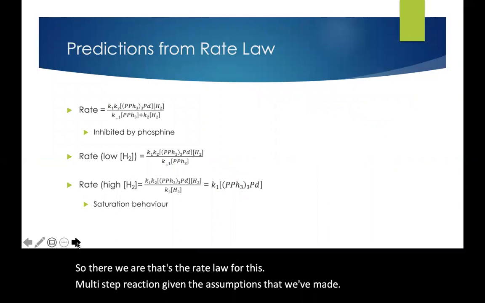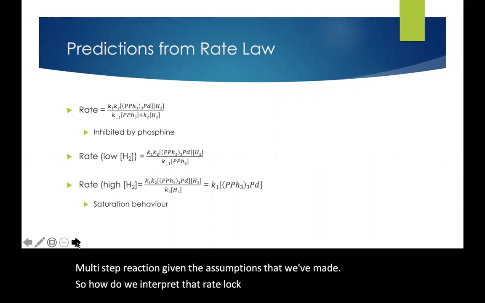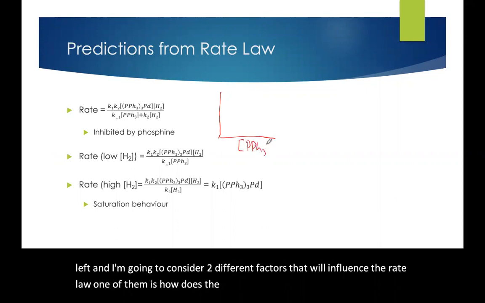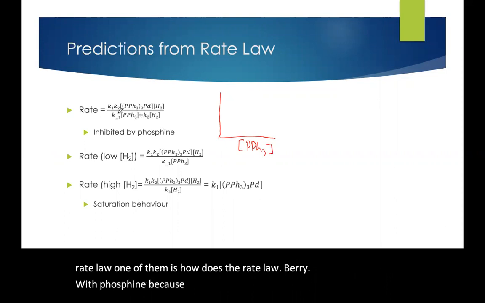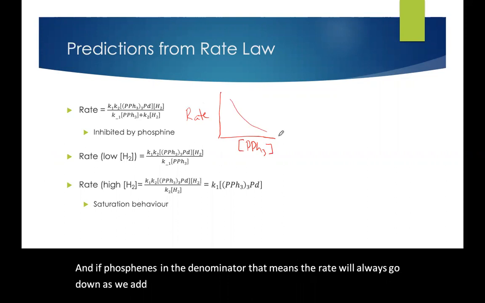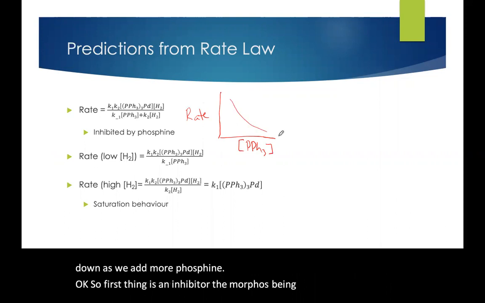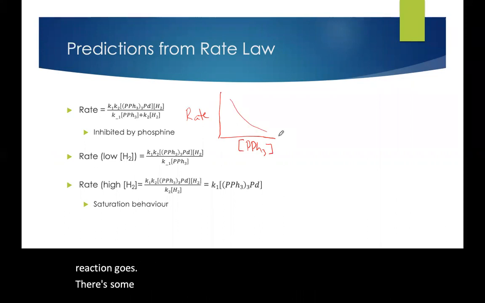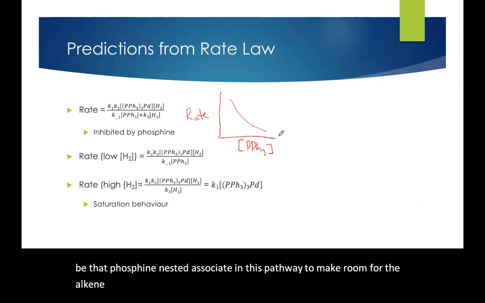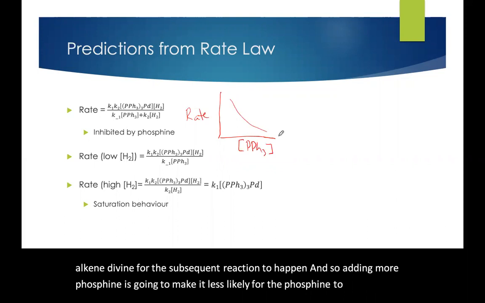So how do we interpret that rate law? Here's the rate law again in the top left. And I'm going to consider two different factors that will influence the rate law. One of them is, how does the rate law vary with phosphine? Because phosphine is showing up in the denominator here. And if phosphine's in the denominator, that means the rate will always go down as we add more phosphine. Okay, so phosphine is an inhibitor. The more phosphine we have, the slower the reaction goes. There's some physical meaning for that. The physical interpretation would be that phosphine has to dissociate in this pathway to make room for the alkene to bind for the subsequent reaction to happen. And so adding more phosphine is going to make it less likely for the phosphine to dissociate. We're not going to get that open coordination site that we need.